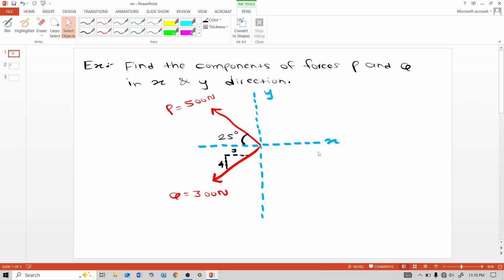Just see here, this is the x-axis, this vertical is the y-axis, and at the origin, in the second quadrant, a force P equal to 500 Newton is acting, making a 25-degree angle with the horizontal x-axis. Here the Q force is acting in the third quadrant, and since they didn't provide the angle, we will assume the angle as alpha, and they gave us this side is 3 and this side is 4, that means they gave us the slope.